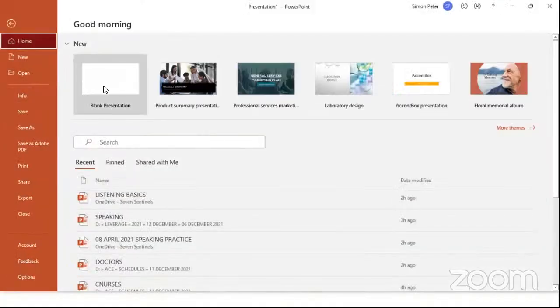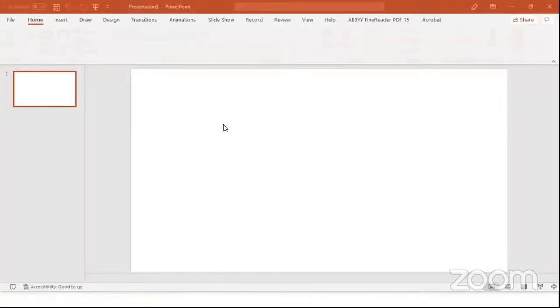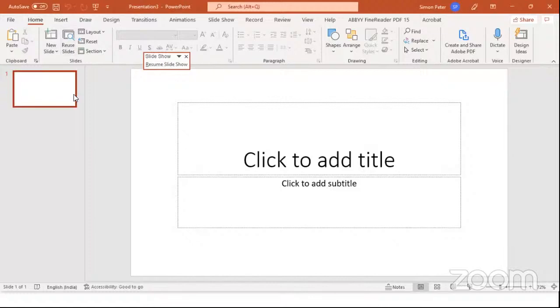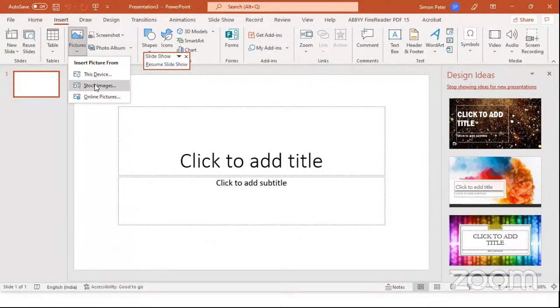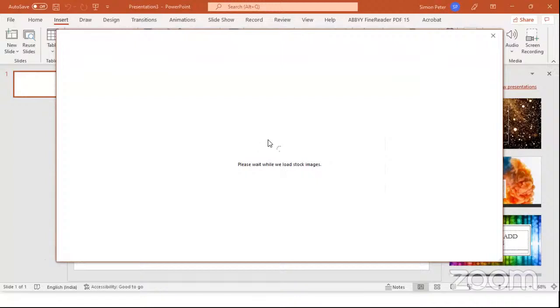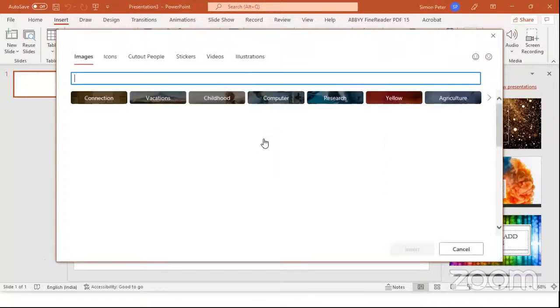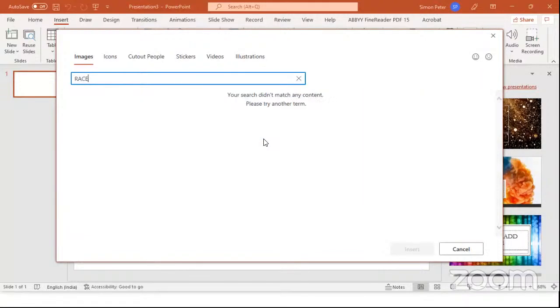I'll show you something. Today morning I have noticed this one. When I typed there, insert, images, then I just typed race. I got a wonderful image. I was really shocked. Today we are doing the race.